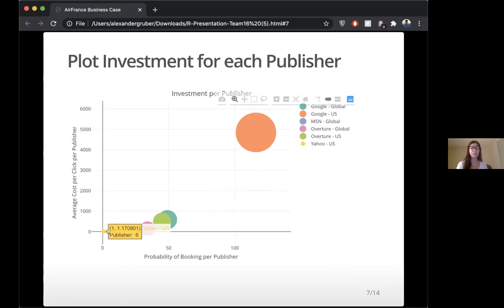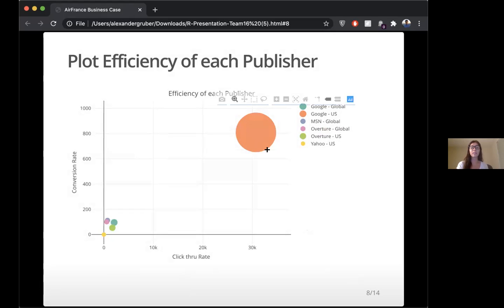If we look at the efficiency of each publisher, Google US has the best efficiency. The click-through rate also has a big conversion rate, which means that a high percentage of clicks converts into bookings. As for the global market, the best publisher seems to be MSN because it has the highest click-through rate and conversion rate than the rest.